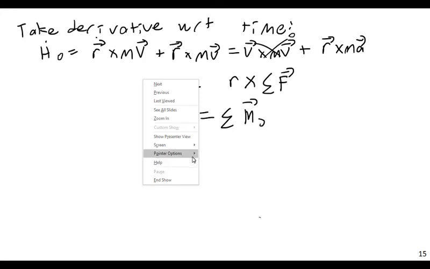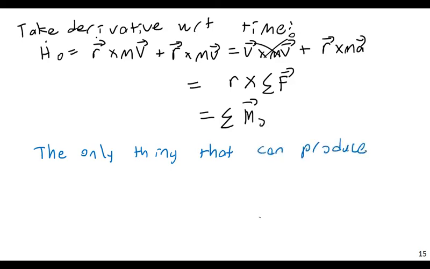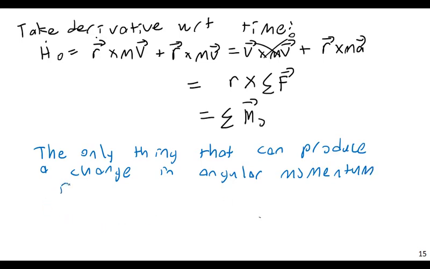And then think of the interpretation of this. This is what's really important. Basically, the only thing that can produce a change in angular momentum is a moment, an outside moment.